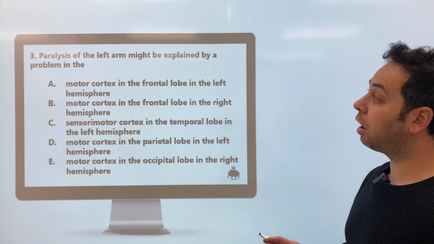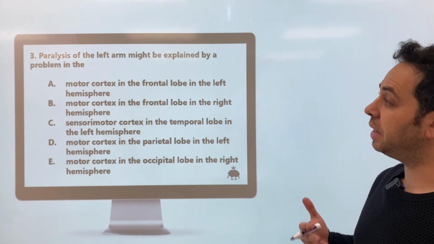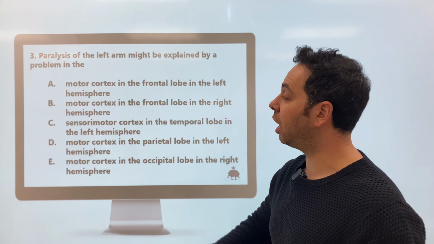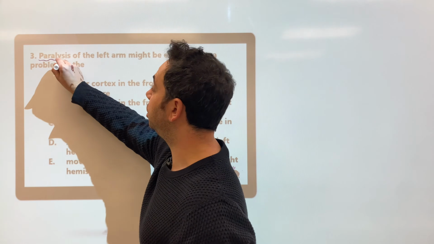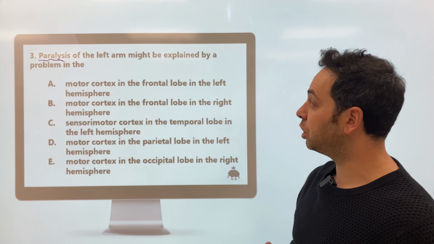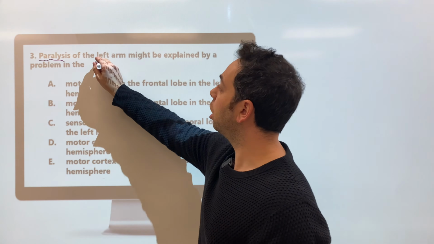All right, number 3. Paralysis of the left arm might be explained by a problem in the what? So a couple things to focus on. One is the word paralysis, which means doesn't work, right? Something is malfunctioning. And the idea is, in this question, the left arm doesn't work.